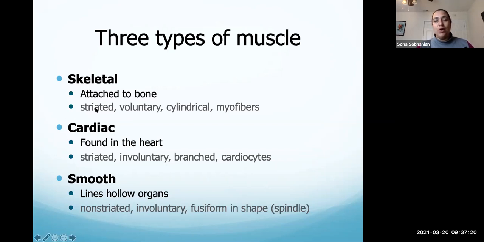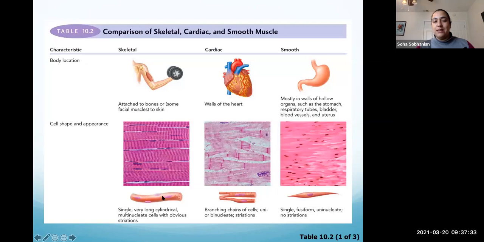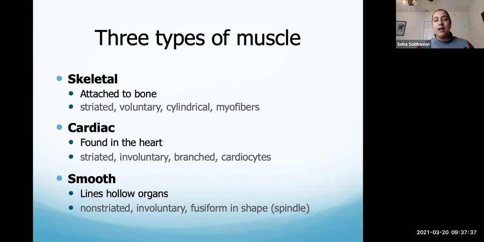They do have a pattern called striations. The movement of these muscles is voluntary, as in you decide when to move these muscles. The shape of these cells, if you were to draw them, is cylindrical, as you can see on this image right here. Another characteristic that is not listed here is that they are multinucleated. If you look at one single cell, they can have 6, 7 nuclei per cell.